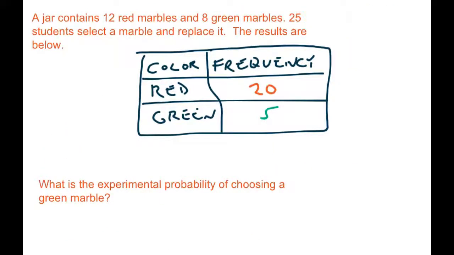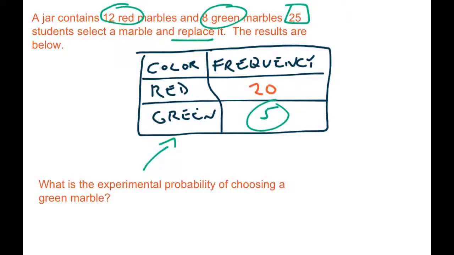Alright, the jar contains 12 red marbles and 8 green marbles. 25 students select a marble and replace it. Remember, that's important. Think about what the things are that are important. There's 12 red, there's 8 green, there's 25 altogether. We are replacing. The results are below. What is the experimental probability of choosing a green marble? So experimental means I look at the results from a table. So green happened 5 times out of, remember, 25. I simplify that to 1/5.